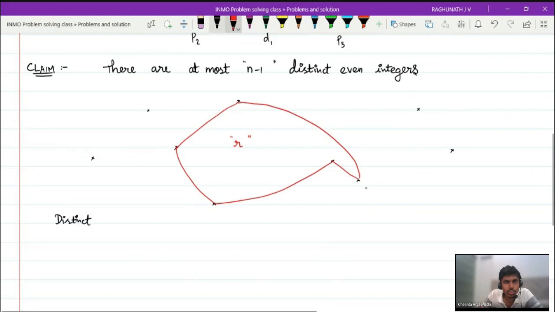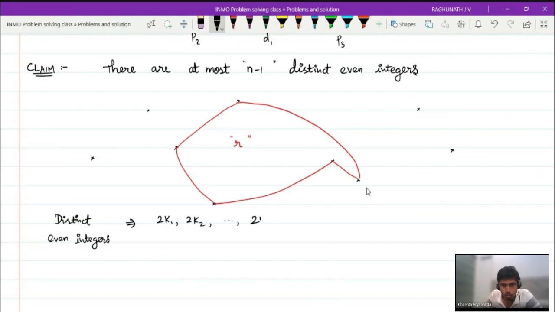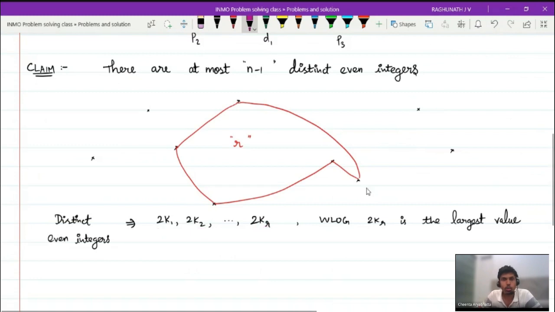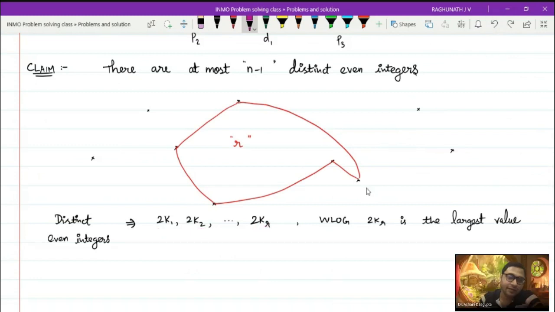So distinct even integers. Let's say the cycle is of length r. So the distinct even integers are 2k1, 2k2 till 2kr, suppose. And let's say without loss of generality that 2kr is the largest value. Please note that this could be negative also, because a logarithm value can be negative also. Right, but I just take the largest value, whether it is positive or negative.